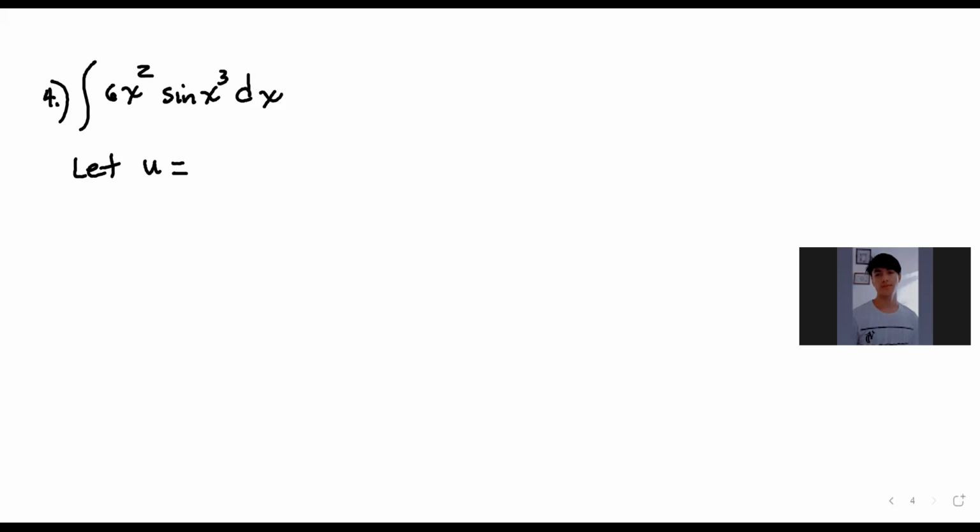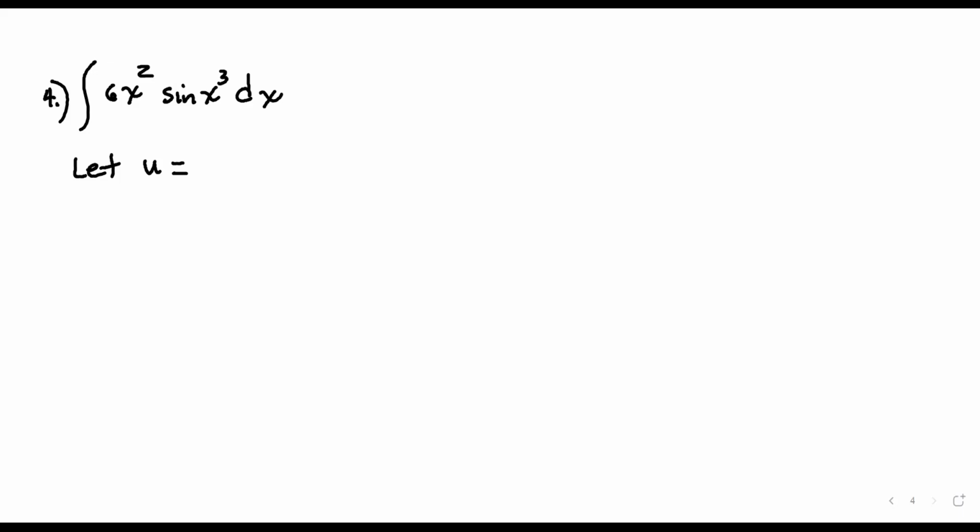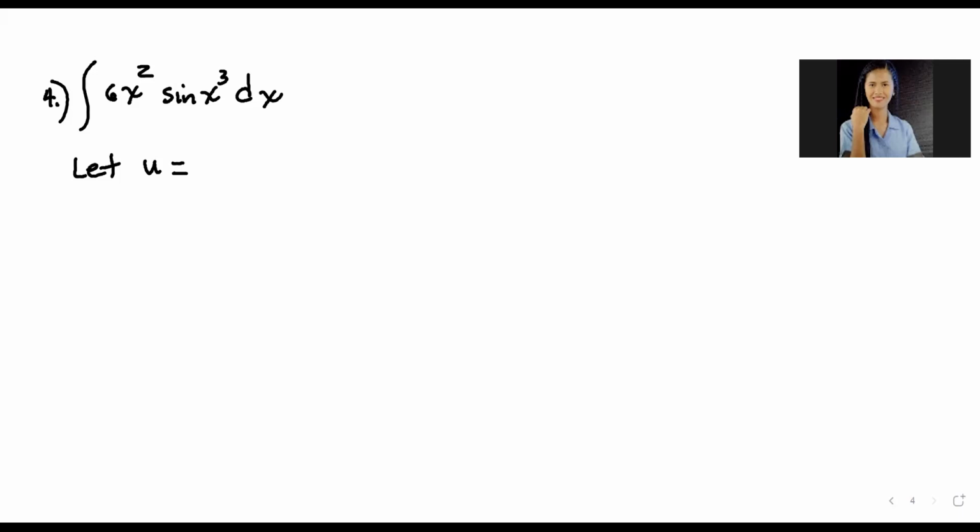What do you think is the u in the given function? Six x squared po. So is the derivative of 6x squared in the given? Is the derivative of 6x squared equal to x cubed? Because we said that the derivative of u should be in the given. So if we choose 6x squared, its derivative is not x cubed.